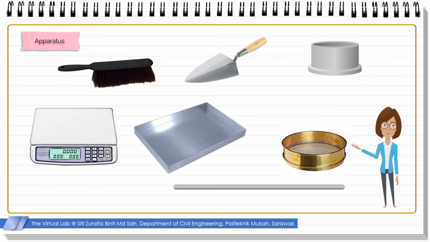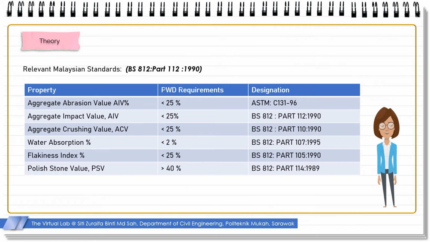The apparatus used for this testing are Aggregate Impact Test Machine according to the British Standard 812, Part 112-1990. BS sieves of aperture sizes, 14 mm, 10 mm, 2.36 mm. Cylindrical metal measure with an internal diameter of 75 mm and an internal depth of 50 mm. A straight metal tamping rod, 10 mm diameter, 230 mm long rounded at one end. A balance of capacity not less than 500 grams and accurate to 0.1 grams. A bristle brush. A set of tray. A trowel. In Malaysia, BS 812 Part 112 year 1990 are used as references.